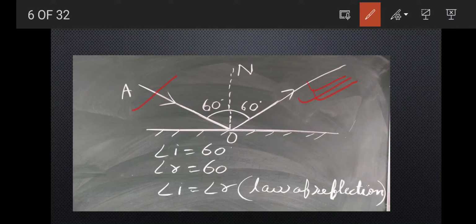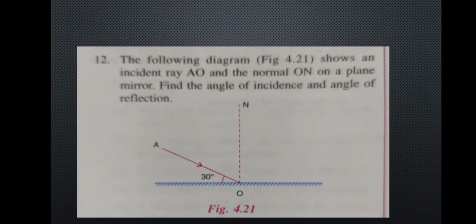And for drawing this reflected ray, which law have we followed? The law of reflection. You can also write it as: angle of incidence is equal to angle of reflection. Now next. The following diagram shows an incident ray AO and the normal ON on a plane mirror. Find the angle of incidence and angle of reflection.